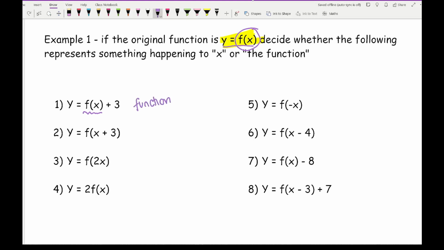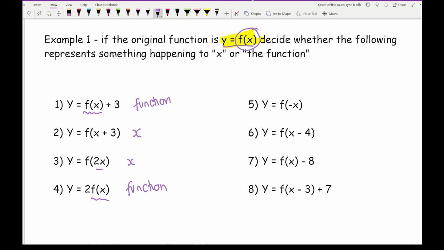Now in example 2, you can see that my x has been altered, so this is an example of when we are doing something to x. For question 3, you can see here that I can't see f of x, I can see f of 2x, so here we're doing something to the x. For question 4, we can still see the f of x, and that's not been touched, I've just got it multiplied by 2. So in this one, we are doing something to the function.